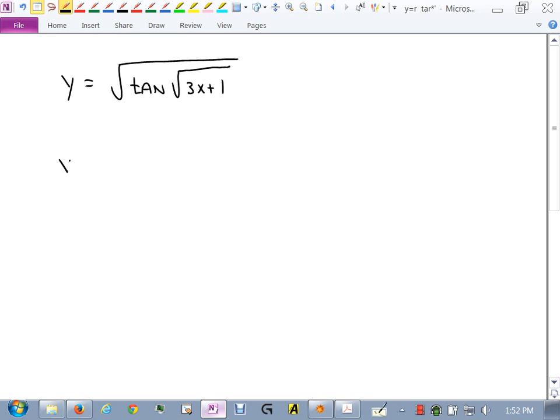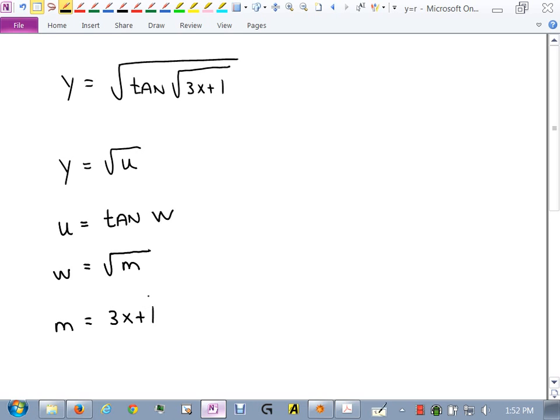Y is equal to the square root of something, right? U. But that U is actually tangent of something, right? Which I'll call W. But W is the square root of something, which I will call M. And then M is what? 3x plus 1. Now, see, this may seem even more complicated to you now, right?